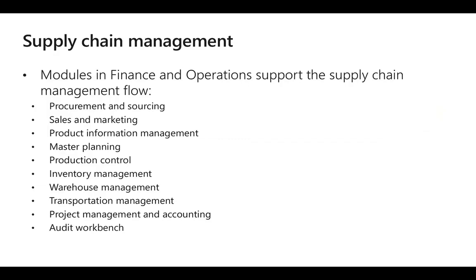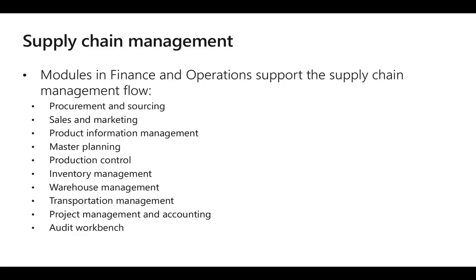Supply chain management in finance and operations helps businesses manage materials, information, and transactions as they move through the process from the vendor to the manufacturer and then to the retailer, and finally to the end customer. The three goals of supply chain management are reducing inventory, lowering costs, and improving time to market. The following modules in finance and operations support the supply chain management flow.